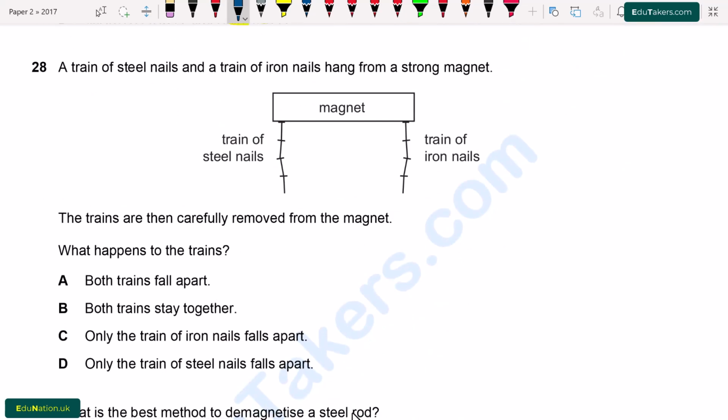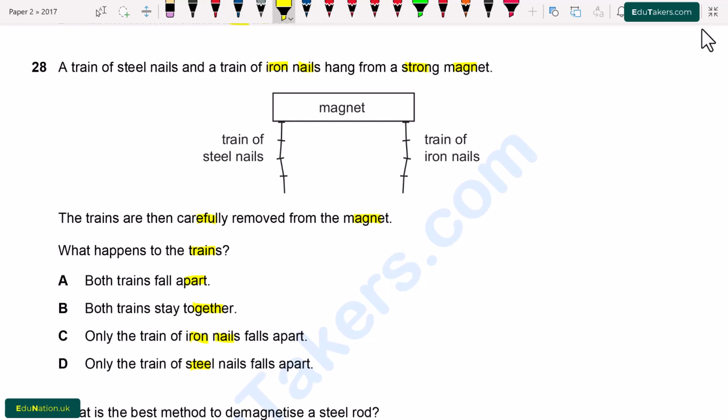Question number 28. A train of steel nails and a train of iron nails hang from a strong magnet. The trains are then carefully removed from the magnet. What happens to the trains? Option A, both trains fall apart. B, both trains stay together. C, only the train of the iron nails falls apart. D, only the train of the steel nails falls apart.